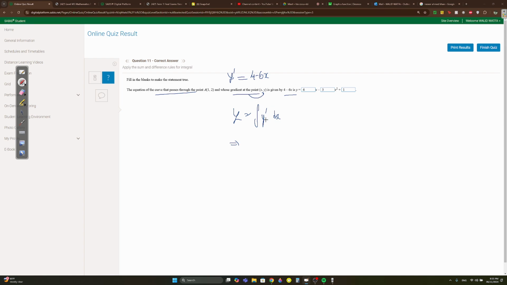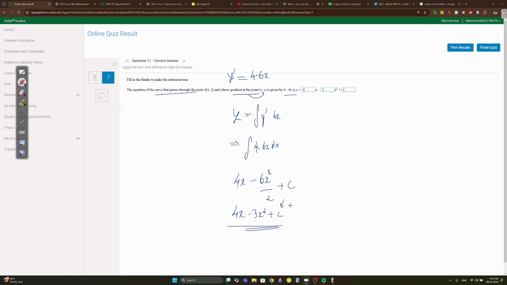Anyways, you want to integrate it, right? Anytime you have a gradient, you integrate. So it's going to be integral 4 minus 6x dx. You're going to get 4x, because you just add an x when it's a constant. And then minus 6x, drag it, add 1 to the power, divide by the power, plus c. 4x minus 6 over 2 is going to be 3x squared plus c. So you get this as the curve.